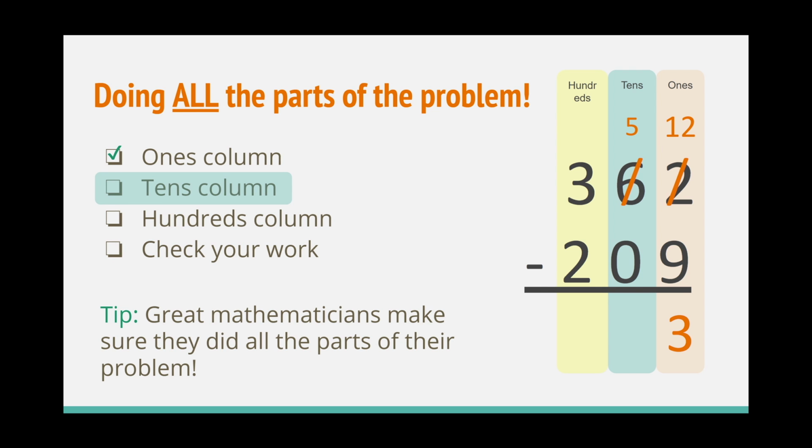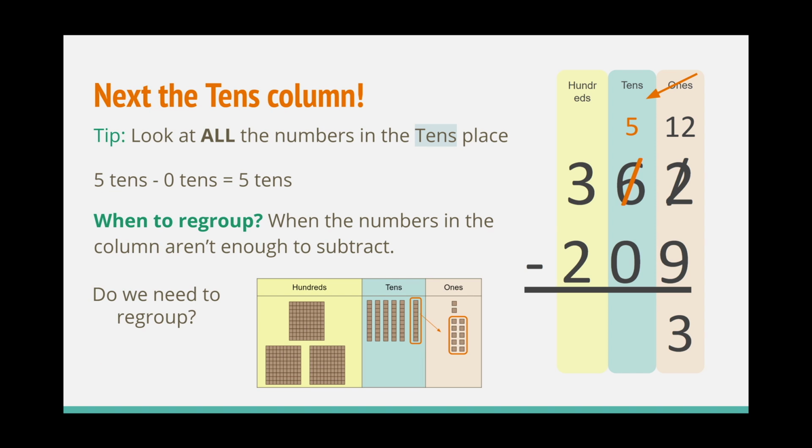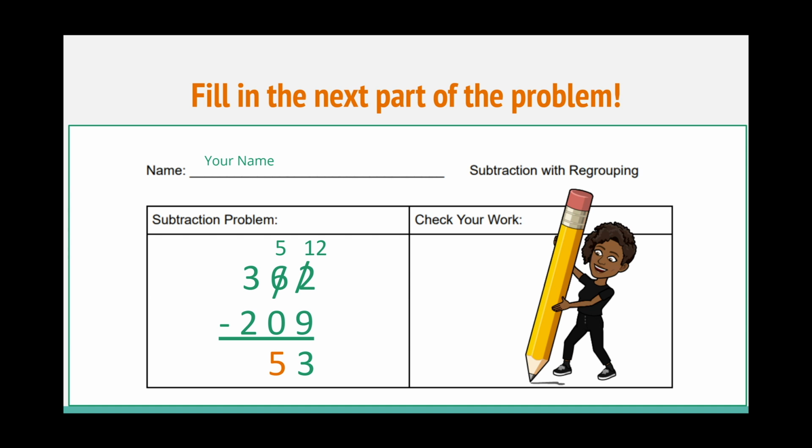So we need to make sure that we're doing all the parts of the problem. We did the ones, but we still need to do the tens column. Our tip is that great mathematicians make sure they did all the parts of the problem, because we're not finished even though we just did one part. Our tip is look at all the numbers in the tens place, because our 6 is no longer a 6, it's a 5. If we have 5 tens and we're taking away 0 tens, we would still have 5 tens. So we don't need to regroup. So 5 minus 0 is 5 tens. Now you're doing this on your own paper. We're in the tens column. 5 minus 0 equals 5.